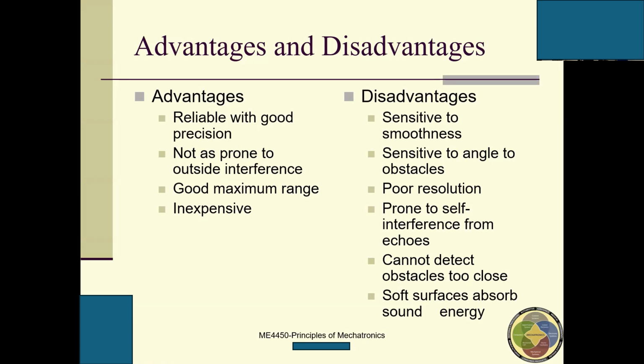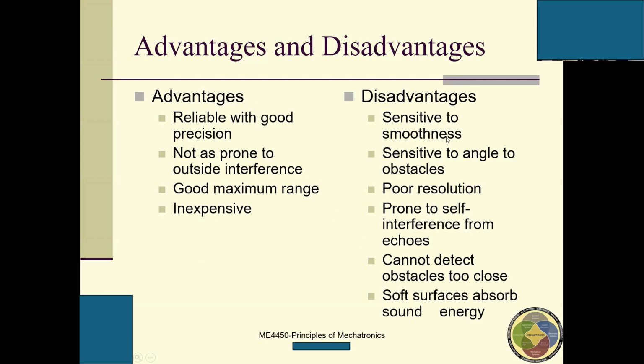So advantages and disadvantages of the sonar. Advantages: reliable with good precision, not as prone to outside interference. Why? Because outside, if the space is very open, you cannot receive the signal back at all. Good maximum range, inexpensive. This is relatively cheap.